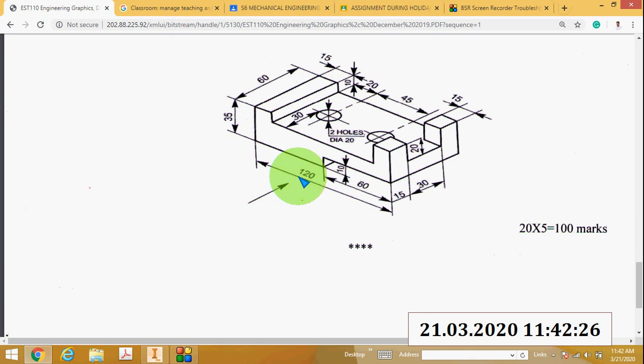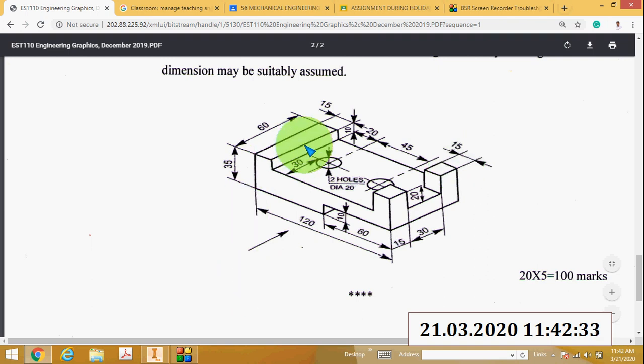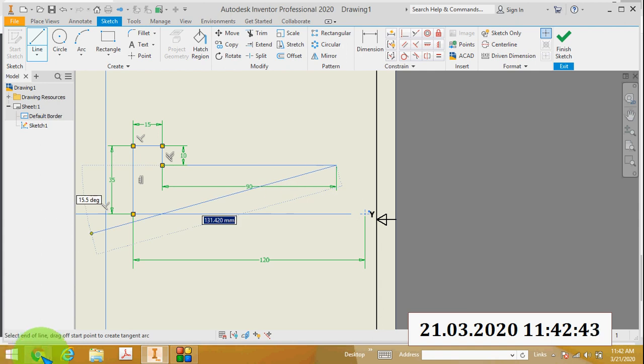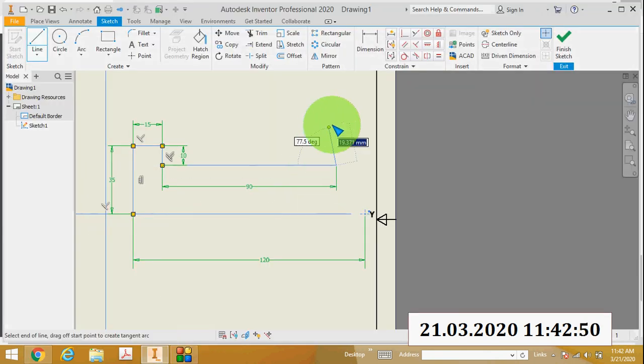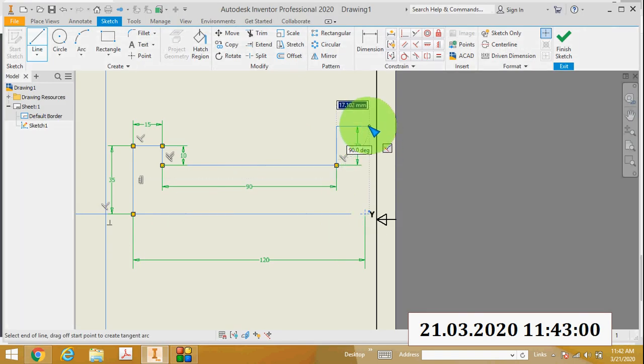The total length is 120 millimeter, and this is 15 millimeter, and this is 15. So 120 minus 30, that means it is 90. So draw a line here, and this length is 90 millimeter. Then above, draw this line. You can see this length is 20 millimeter. So draw a line here. Then this length is 15 millimeter. Draw a line of 15 millimeter. Then draw a line from here to here. So this is the front view.